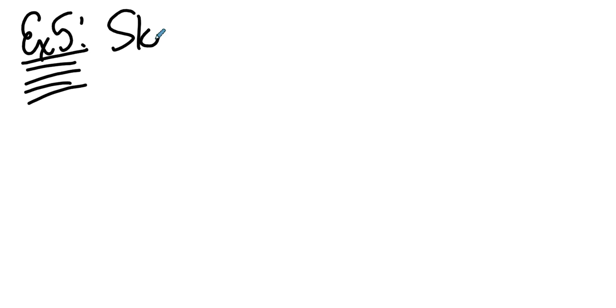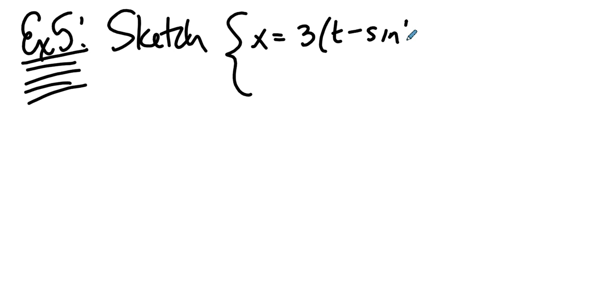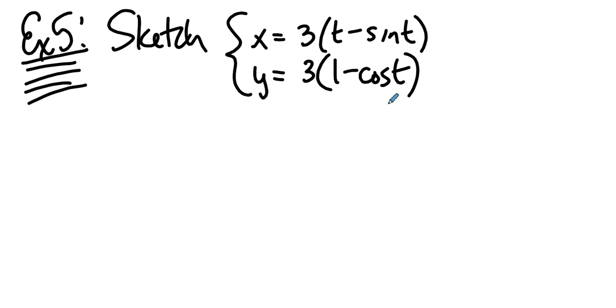One more, just for fun. Let's sketch x equals 3 times t minus sine t, and y equals 3 times 1 minus cosine t for t between 0 and 6 pi. Let's try that.